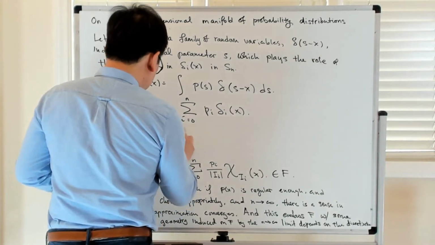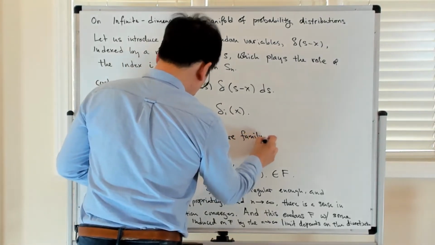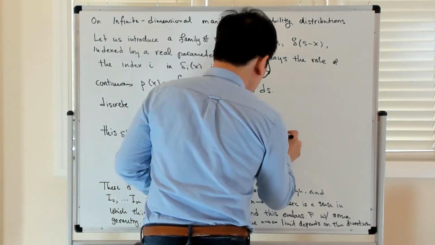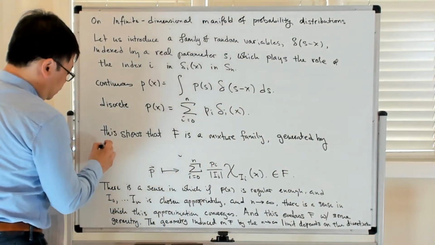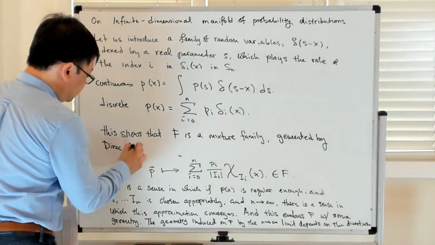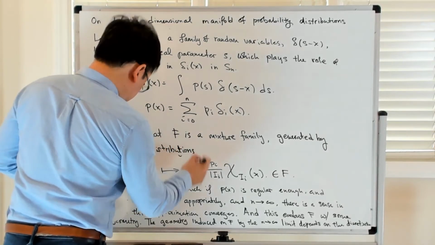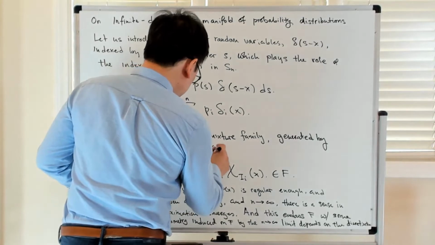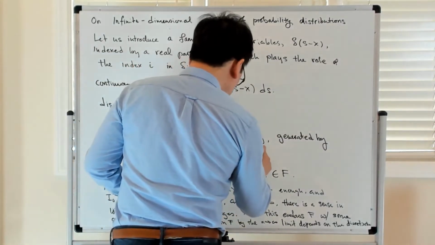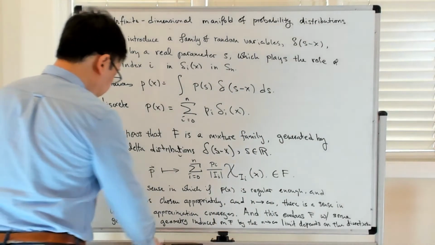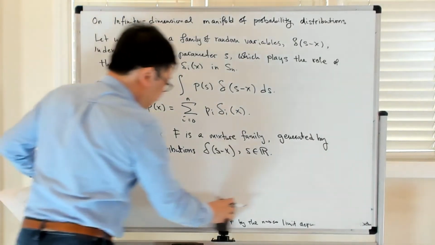So this shows that F is a mixture family generated by delta distributions, so Dirac delta, delta of s minus x, where s is in the reals. And so again, this is in direct analogy to what we have.